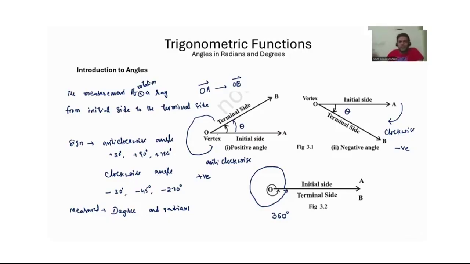So here you understand what the angle is. The angle is the measurement of the rotation from its initial position to the end position. It can be clockwise or anti-clockwise. Anti-clockwise angles we take as positive, and clockwise angles we take as negative. When the initial position of the ray coincides with the end position, we can say that the ray has made a full rotation. That full rotation is 360 degrees.